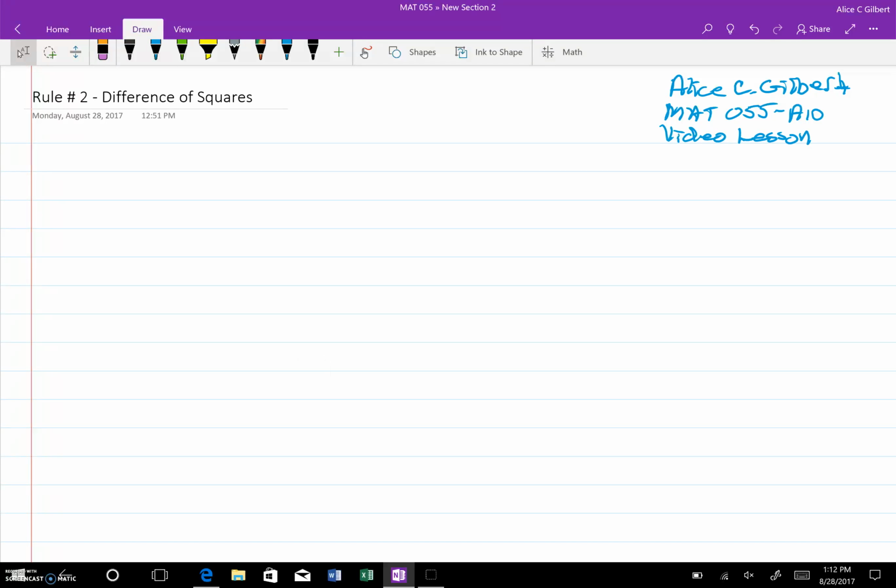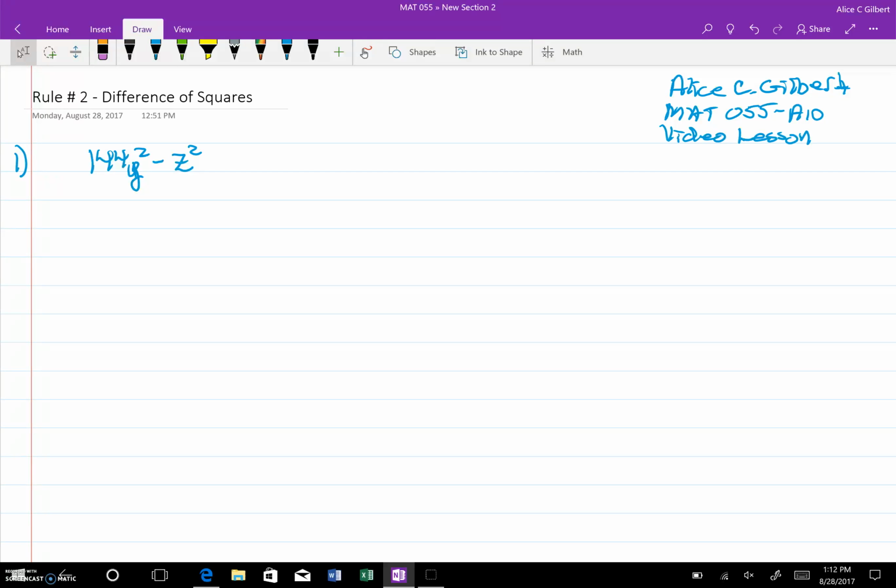So let's look at our first example. We've got 144y squared minus z squared. Okay, so rule number 1 when I'm factoring: is there any greatest common factor here? The answer is no. Okay, rule number 2, now we're going to have to start answering this.